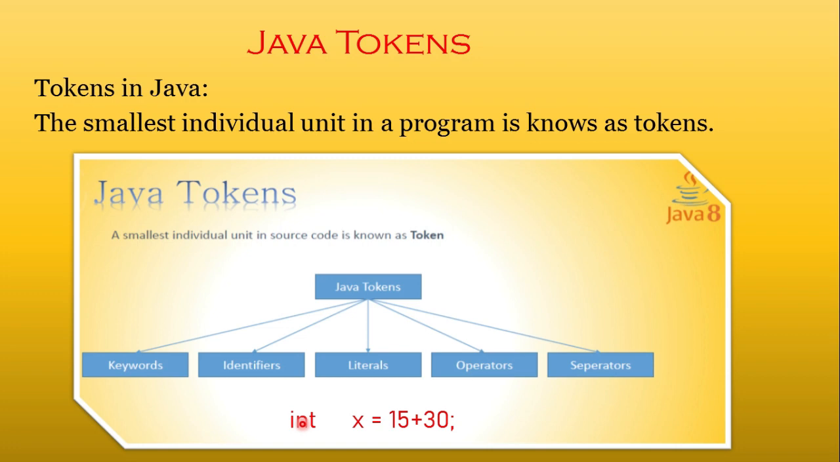So int means keyword, identifier, here it is x, literals 15 and 30, operators, this assignment operator and plus, separator is the semicolon. We are going to discuss this in great detail. So let us see.